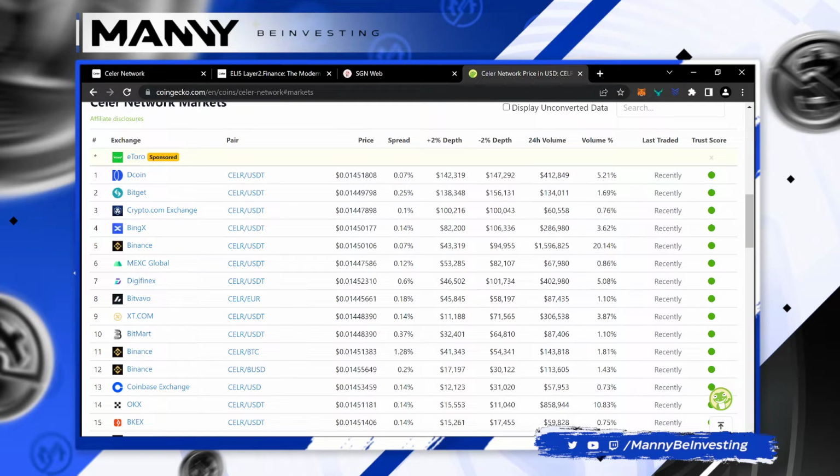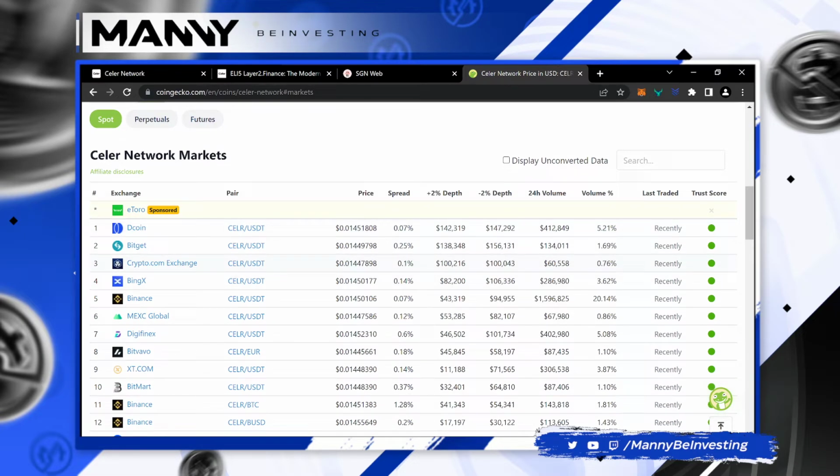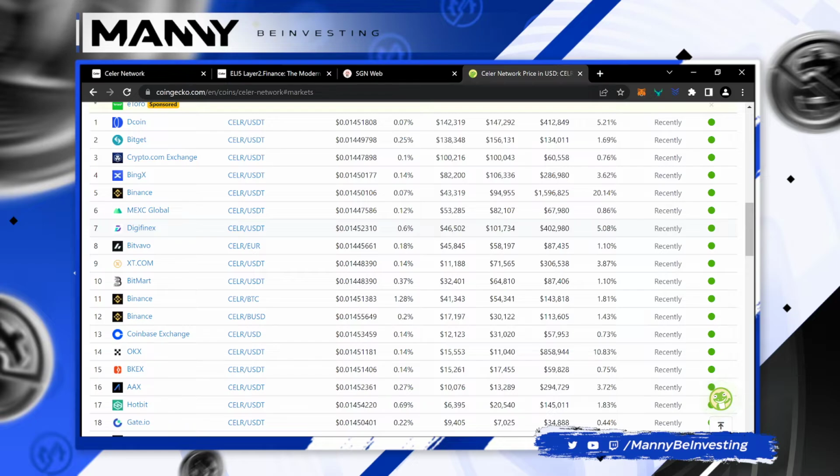Let's take a look at the trading pairs to see where this stuff is accessible. So we've got, I don't know what Dcoin is, but it's trading on there. BitGet, Crypto.com, of course, USDT pair. Binance, I don't know if that's Binance US. So it's Coinbase. It's available on Coinbase. There's not a ton of volume though. 24-hour volume. Seems to be Binance is the big dog like always. Coinbase is Celer USD. So you got to go straight cash.